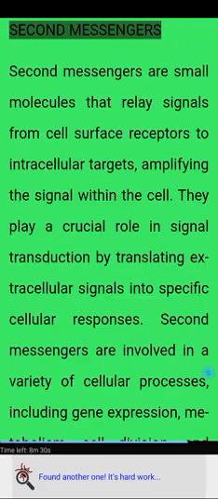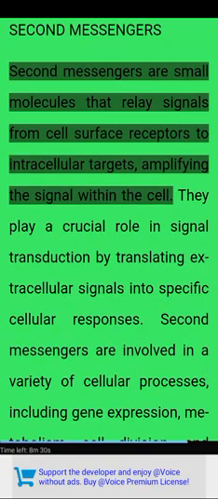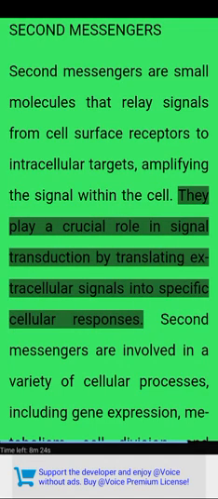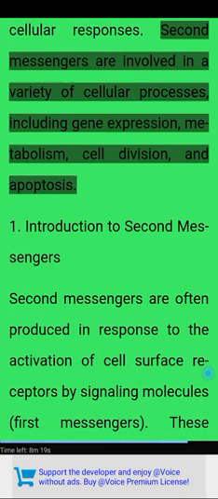Second messengers. Second messengers are small molecules that relay signals from cell surface receptors to intracellular targets, amplifying the signal within the cell. They play a crucial role in signal transduction by translating extracellular signals into specific cellular responses. Second messengers are involved in a variety of cellular processes, including gene expression, metabolism, cell division, and apoptosis.